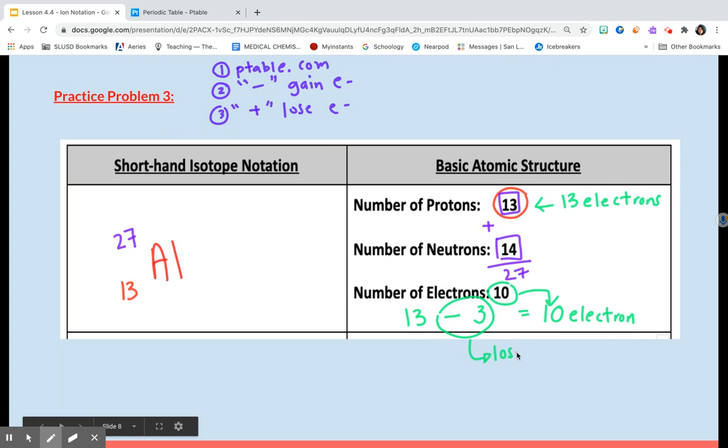So it lost 3 electrons to get 10, right? So on the upper right-hand side, how do I show that I lose 3 electrons? Well, I need to write the number 3 to show that I lost 3. And I need to remember that, hey, when we're talking about ions, when I lose 3 electrons, I show that as a plus symbol. So 3 plus.